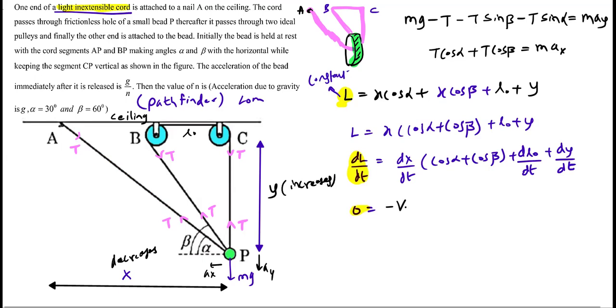Equal to, this will be minus Vx. Why the negative sign? Because x will be decreasing, so dx by dt should be equal to minus Vx, times cos alpha plus cos beta. This part, L0, I already indicated will remain constant, so this should be 0. Plus dy by dt, which is Vy, equals 0. Why is this positive? Because y will be increasing.